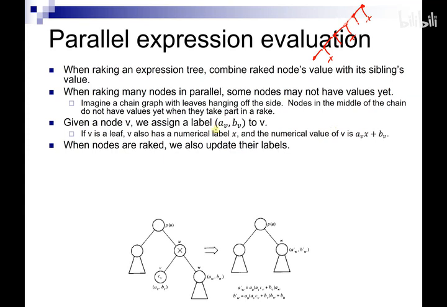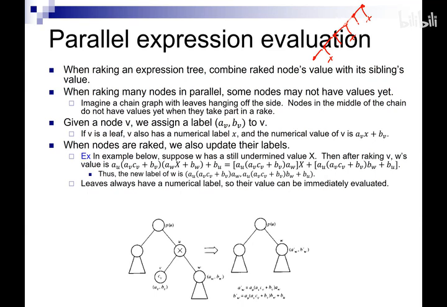So we're going to assign these pairs of labels to nodes, and also numerical labels to nodes. And what these two things together mean is that the actual numerical value of a node is going to be this, AV times x plus BV expression over here. Now when you rake a node, when you remove some nodes, we need to update these labels in order to preserve the values of the nodes that we took out.